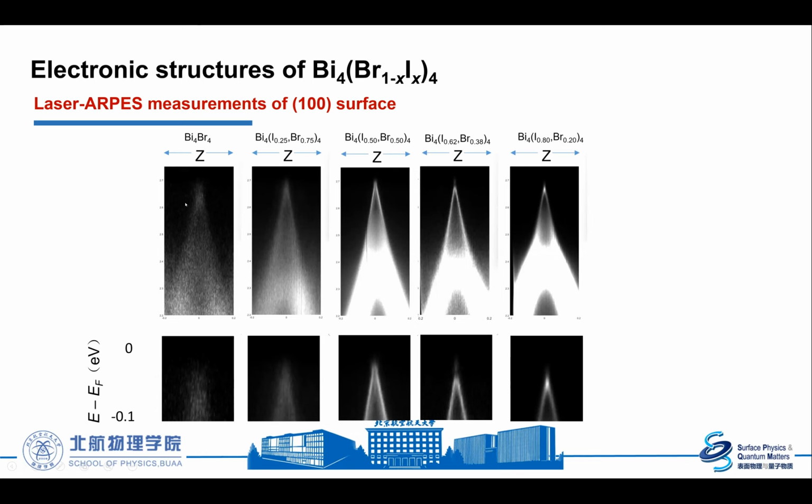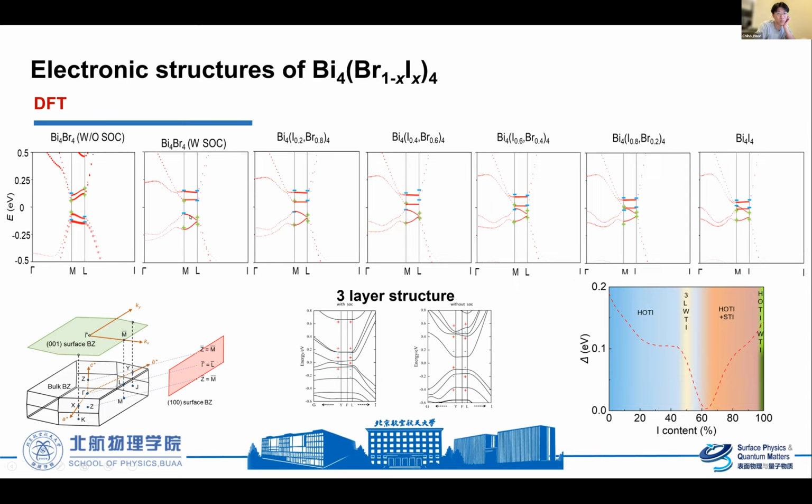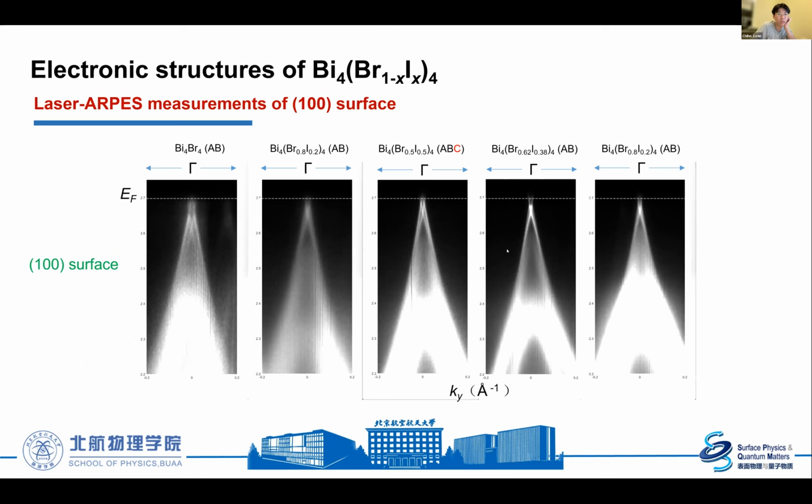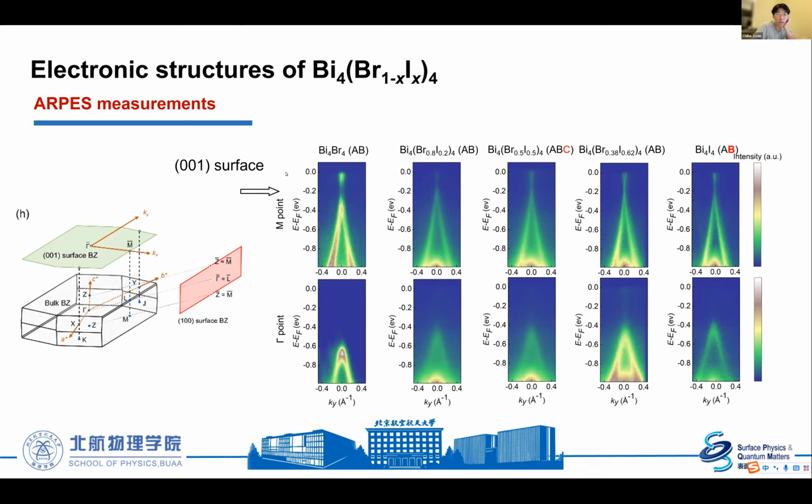I'm sorry, could you go back to the 001 diagram for a second? I have a quick question. This one? The 01 surface? No, no, the two slides before. Yeah, 001. You showed us that the gap is getting smaller, and you saw that they go through some kind of topological transition.